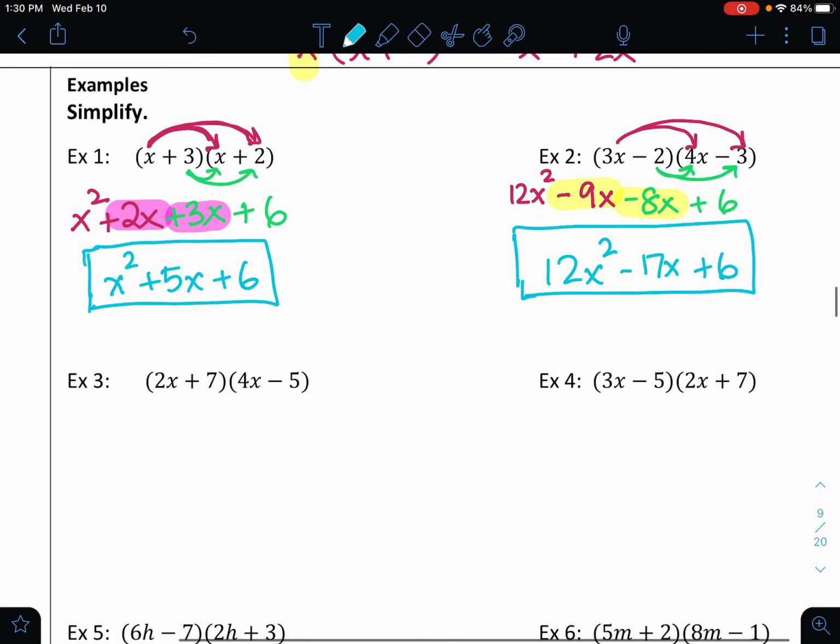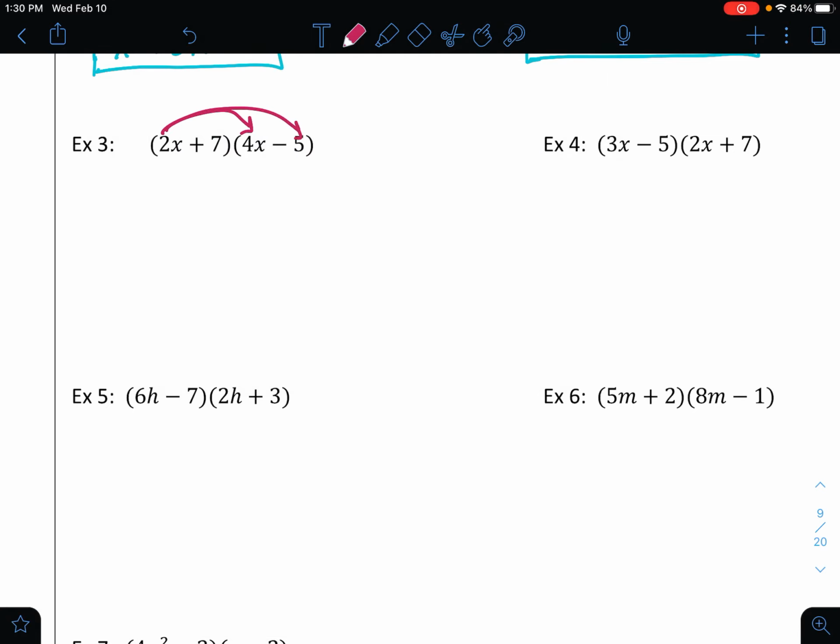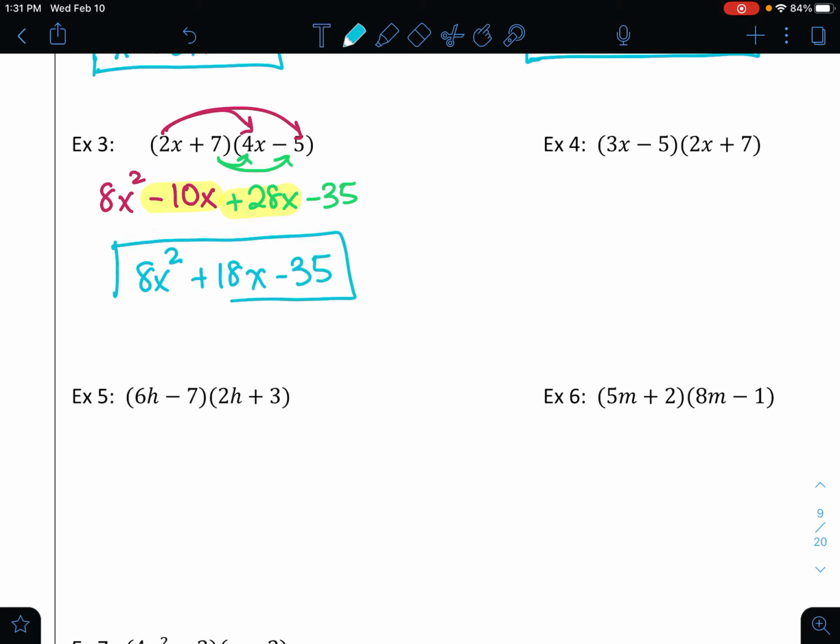Okay, I want you to try 3 and 4. So go ahead and stop the video, work through 3 and 4, and then come back and check your answer. All right, on this first one, I'm getting 8x squared plus 18x plus 35. All right, so if you don't match that, back up one step. It's possible you may have just miscalculated on multiplying, or maybe you didn't correctly do x times x. Those are some common mistakes to look for.